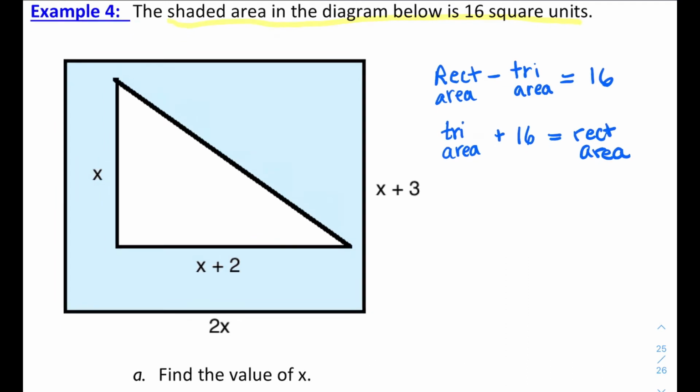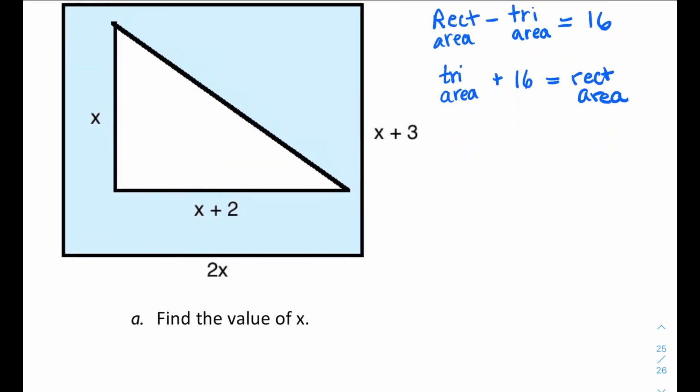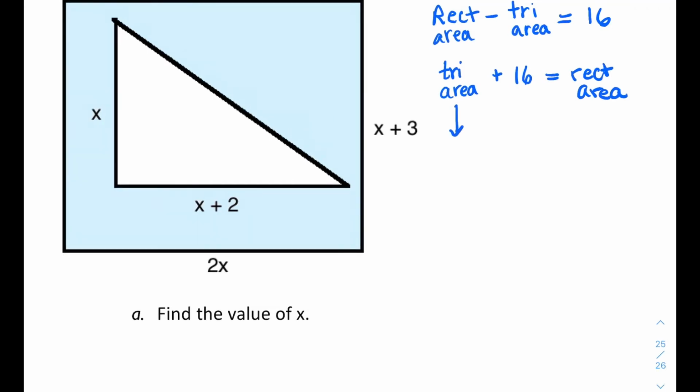Or I could say if I take the triangle's area and add the blue area, I'd get the total rectangle area of 16. So I'm going to go with that one because it involves addition instead of subtraction. Area of my triangle is 1/2 base times height, so it'll be 1/2 times my x times x plus 2. And then area of rectangle is just multiply your base and height together.